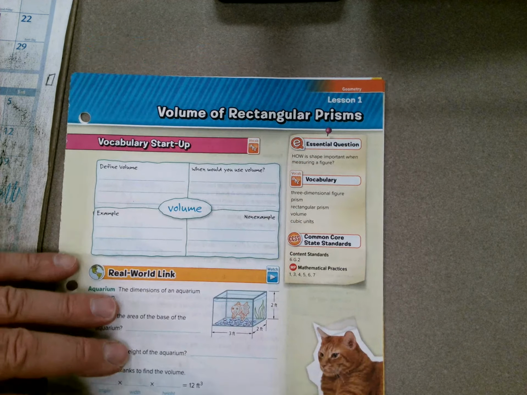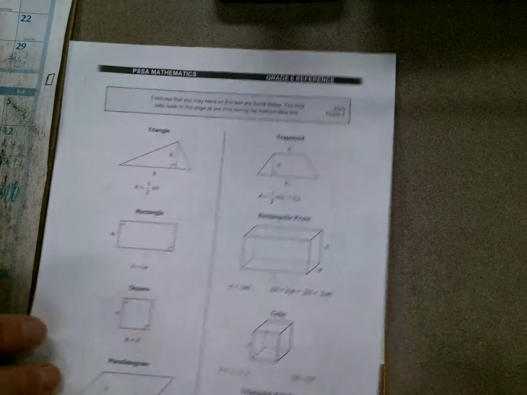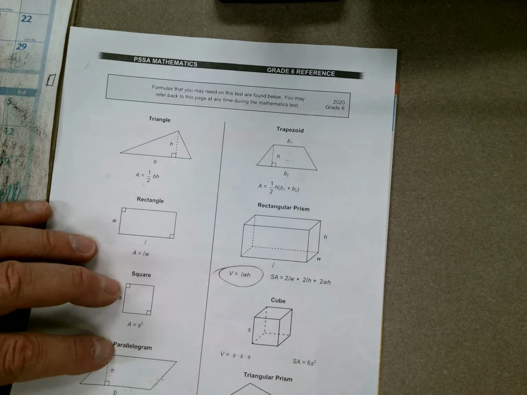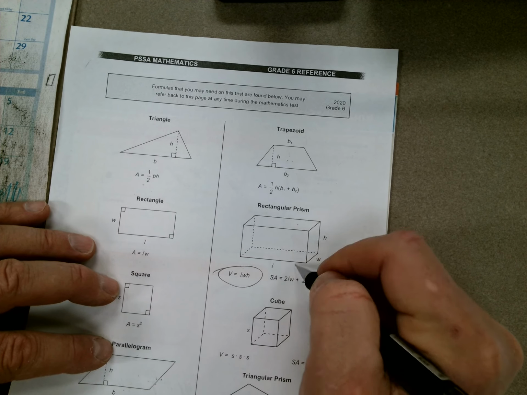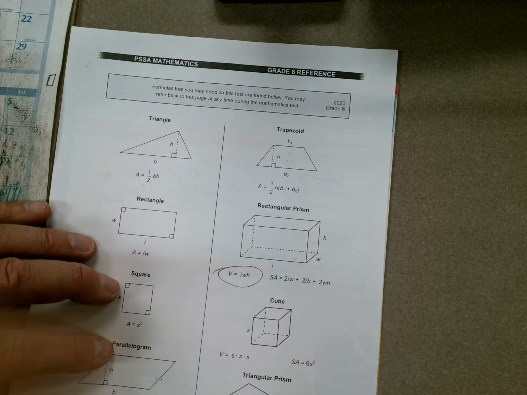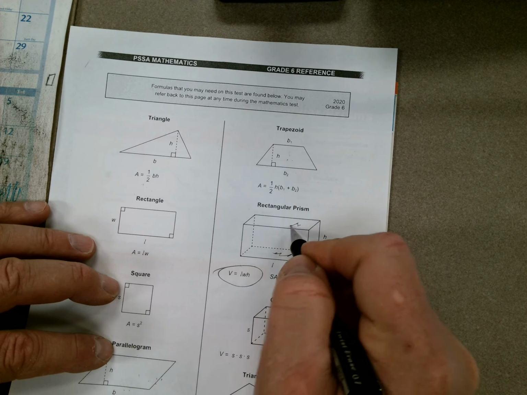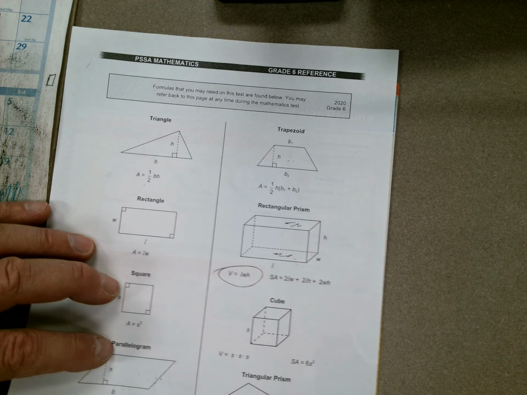Today we're going to find the volume of a rectangular prism. We're going to reference this formula sheet that's provided by the state. We're going to be using this formula right here. A rectangular prism, by definition, has bases that are two congruent rectangles. Congruent just means equal, so this is equal to this. Volume equals length times width times height.